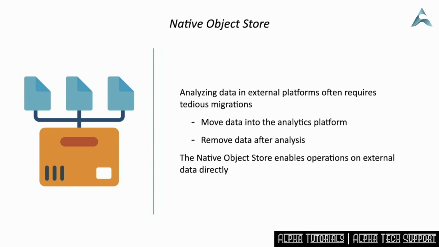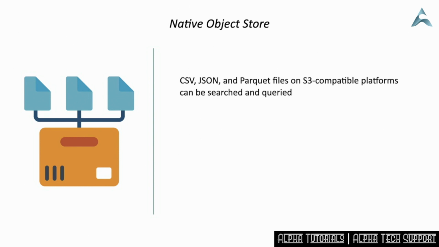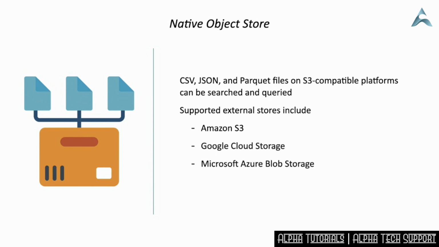To avoid going through the trouble of migrating the data in and then removing it, Teradata Vantage's native object store allows us to directly operate on the external data. So we can leverage all of the analytics capabilities of Teradata Vantage without having to perform any migration. There are, of course, some limitations. The native object store only supports CSV, JSON, and Parquet files that are stored on S3 compatible platforms. Specific examples of such platforms include Amazon's S3, Google's Cloud Storage, Microsoft Azure's Blob Storage, and the NetApp StorageGRID.